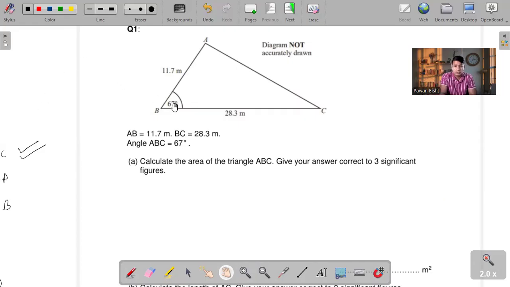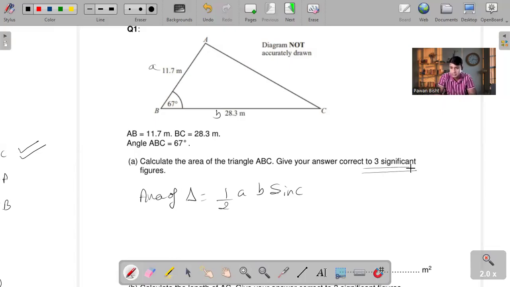Now you see AB is given as 11.7 meter, BC is given as 28.3, and angle B. So two sides are given and the angle between them is given. So you consider these as A, B, and this angle. So we apply the area of triangle formula, half A times B sine C. They say give your answer correct to three significant figures.